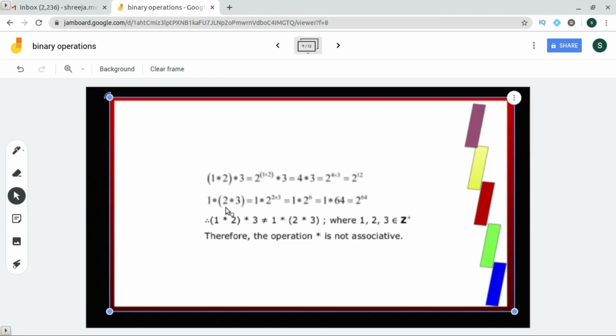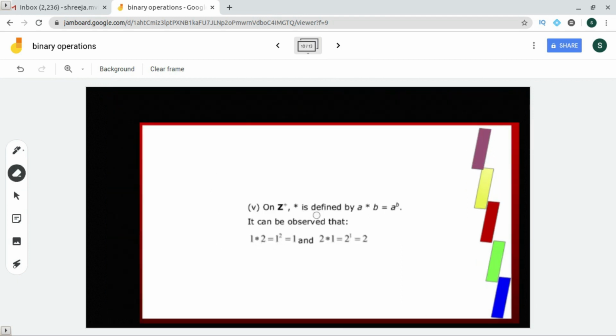Now 1 star (2 star 3) is 1 star 2 raised to 2 into 3. So 1 star 2 raised to 6, that is equal to 1 star 64, 2 raised to 64. So (1 star 2) star 3 is not equal to 1 star (2 star 3). So star is not associative.